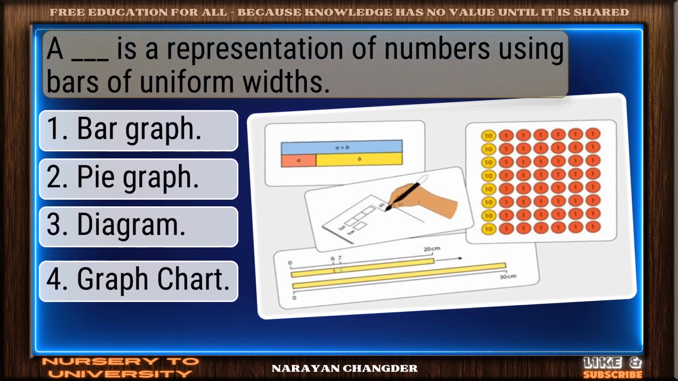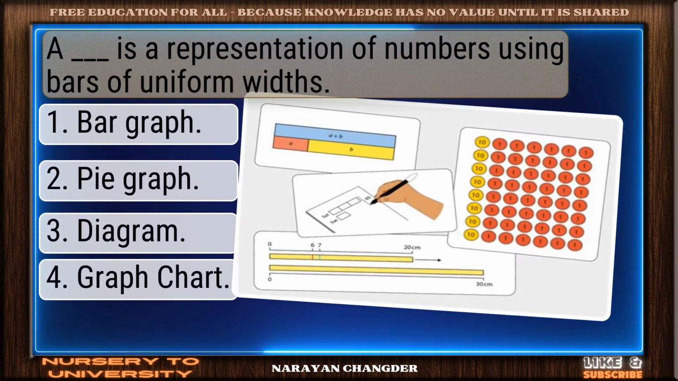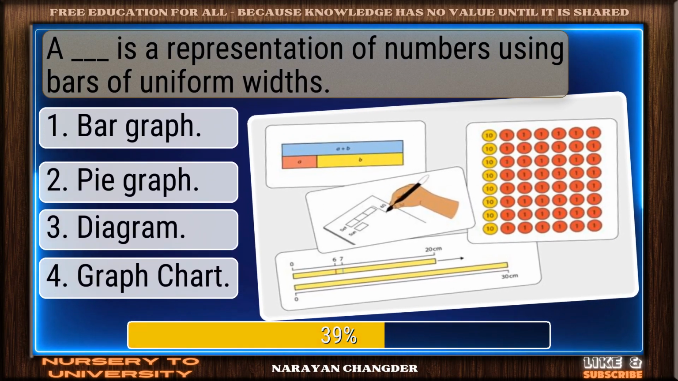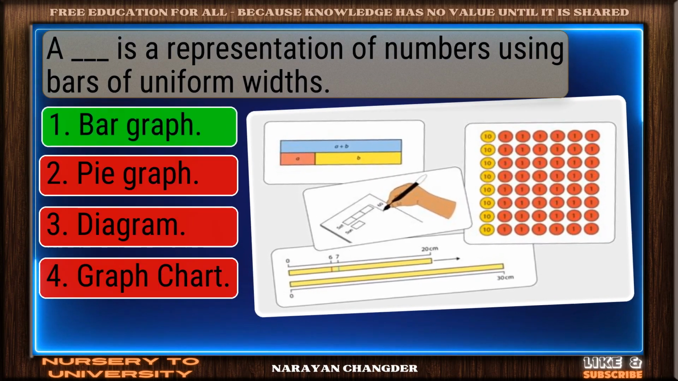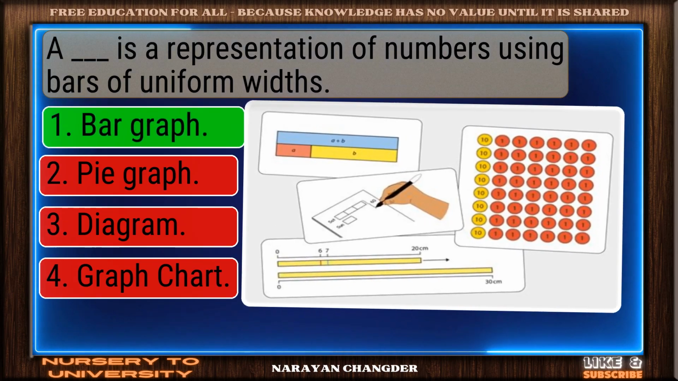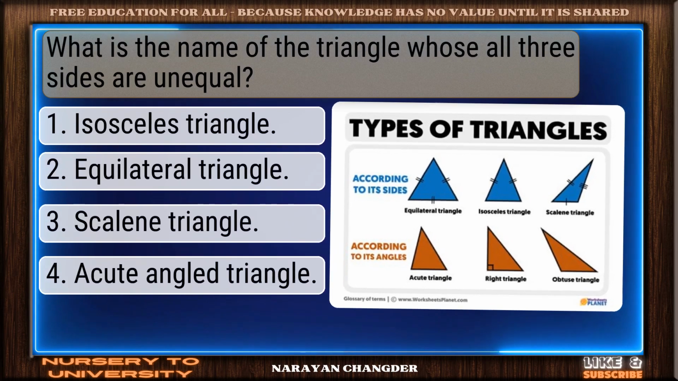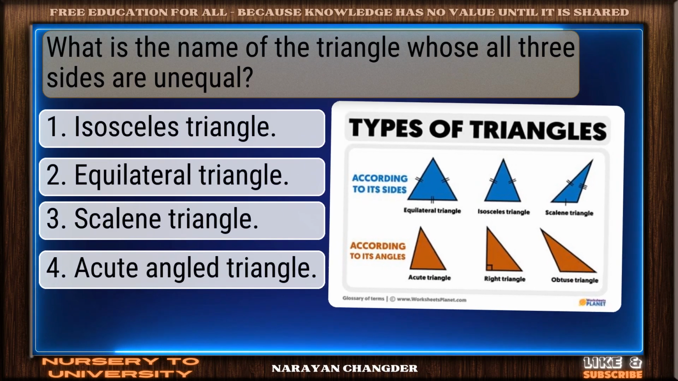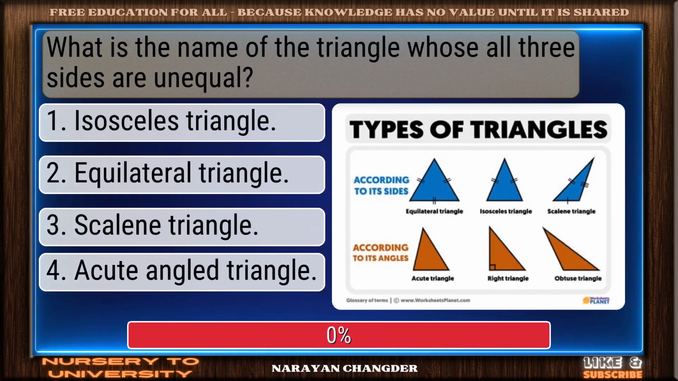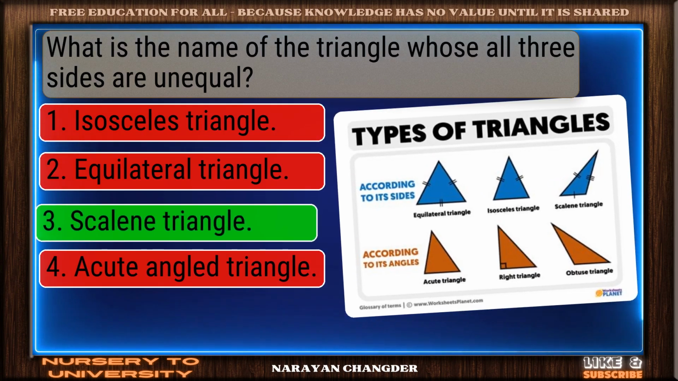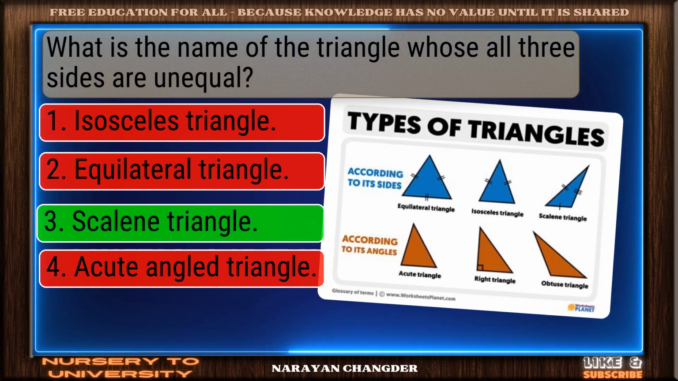Question number 82. A dash is a representation of numbers using bars of uniform widths. You got it. Your choice bar graph is right. Question number 83. What is the name of the triangle whose all 3 sides are unequal? Nice work. You chose scalene triangle and it is correct.